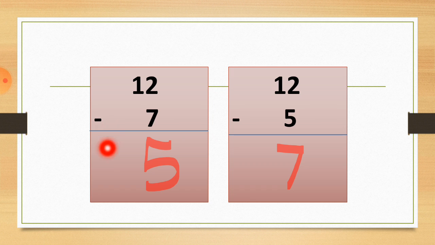5, 7 and 12. Here also 5, 7 and 12. So this is like a family, right, students? All the numbers will stay together in one sum. Here the family numbers are 5, 7 and 12. And you can see all the family is in the box together. Whether it is addition or subtraction, the number family will stay together.